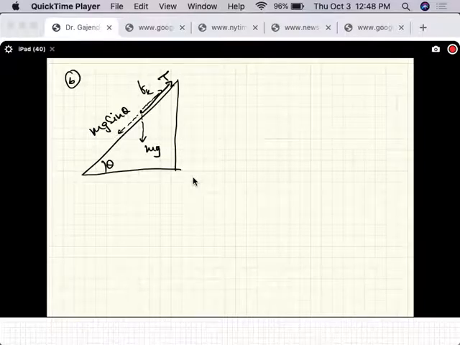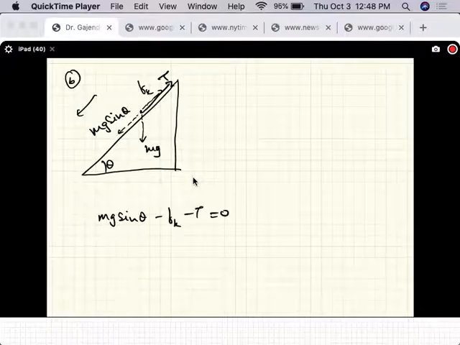Let's choose down the slope to be positive. In that direction, mg sine theta minus fk minus tension must be 0. Why should it be 0? It's moving at constant velocity, it's not accelerating. So tension is mg sine theta minus fk.